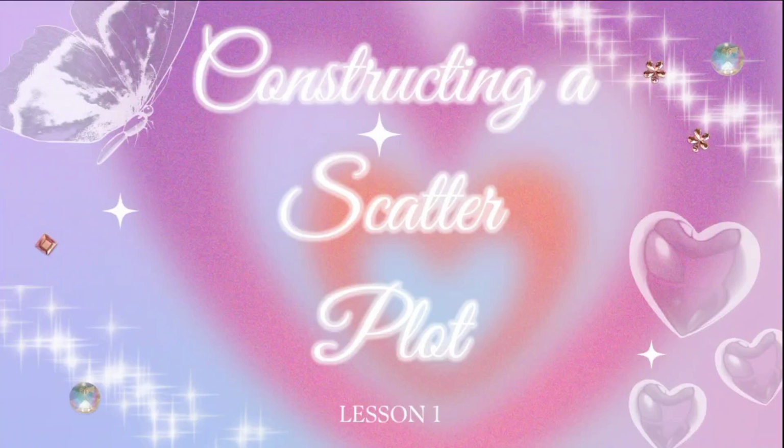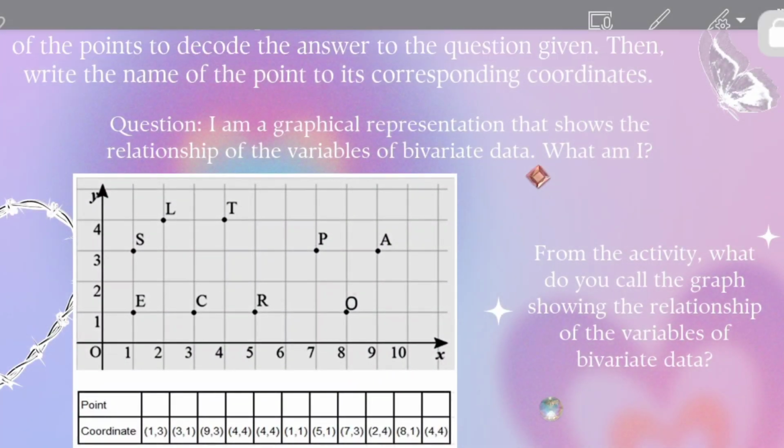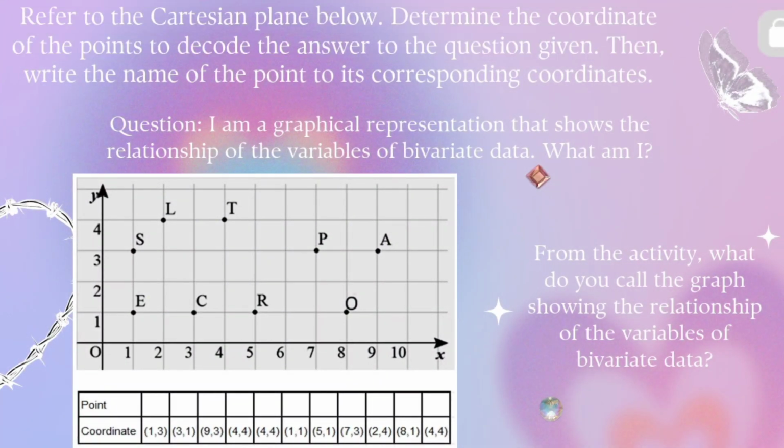Good morning, everyone. So, my topic is constructing a scatter plot. Refer to the Cartesian plane below. Determine the coordinate of the points to decode the answer to the question given. Then, write the name of the point to its corresponding coordinates. Here's a table below. We have to locate kung asa yung point.